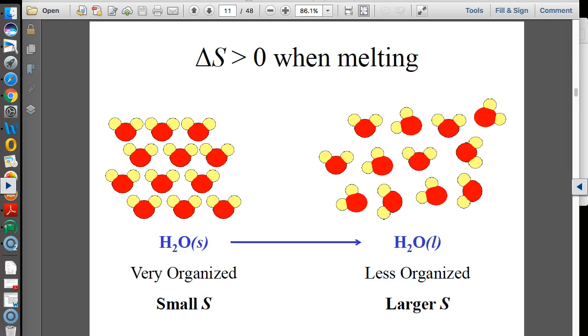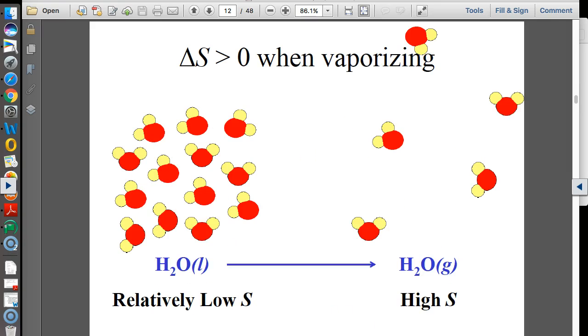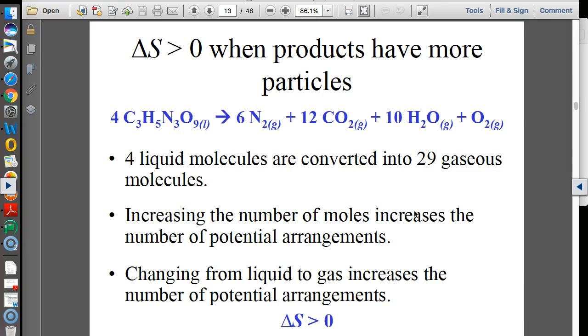So you're not going to give it more room, it won't affect it. So same idea with vaporizing. Like I said, when you go from a liquid to a gas, you're going to give more possibilities for arrangement, and that will lead to higher entropy and more disorganization. So if you have more particles, notice that this is a liquid, and then we make four different gases. That's going to increase entropy because you're going from a liquid to a gas.